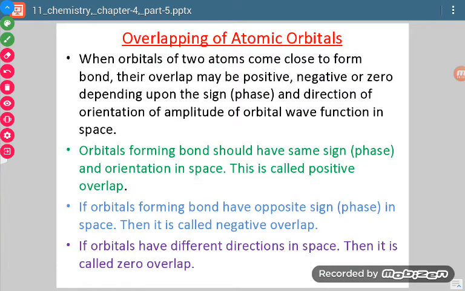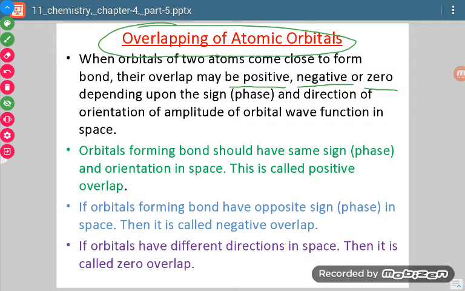Okay, now when we say that orbitals of atoms overlap, what does it mean? It means that overlapping may be either positive, negative, or zero. Zero means there is no possibility of bond formation. Negative means that their electron clouds are not on the same side. Not on the same side means that if there is a crest of one, then there will be a trough of the other. So it is called negative.